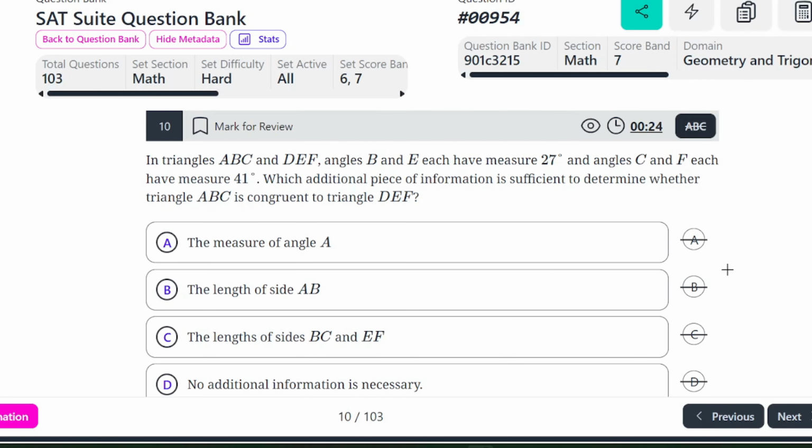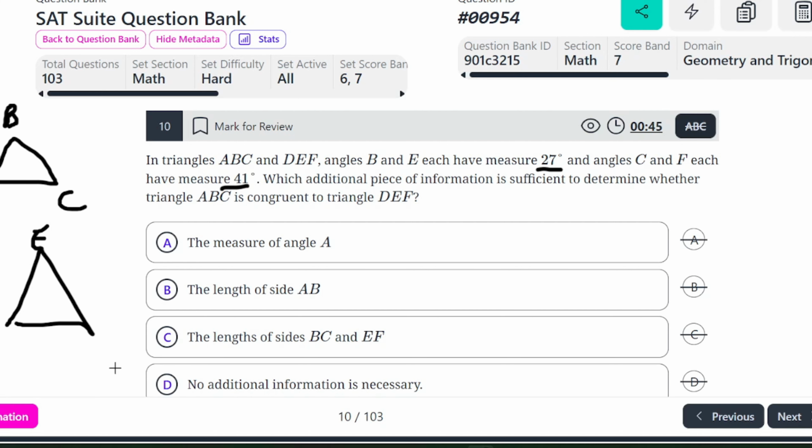Alright, and this is the last question of today's video here. In triangles ABC and DEF, angles B and E each have a measure of 27 degrees, and angles C and F each have a measure of 41 degrees. So let's just draw these triangles out. A, B, C, D, E, F. So angle B is 27, angle E is 27, angle C is 41, angle F is 41.